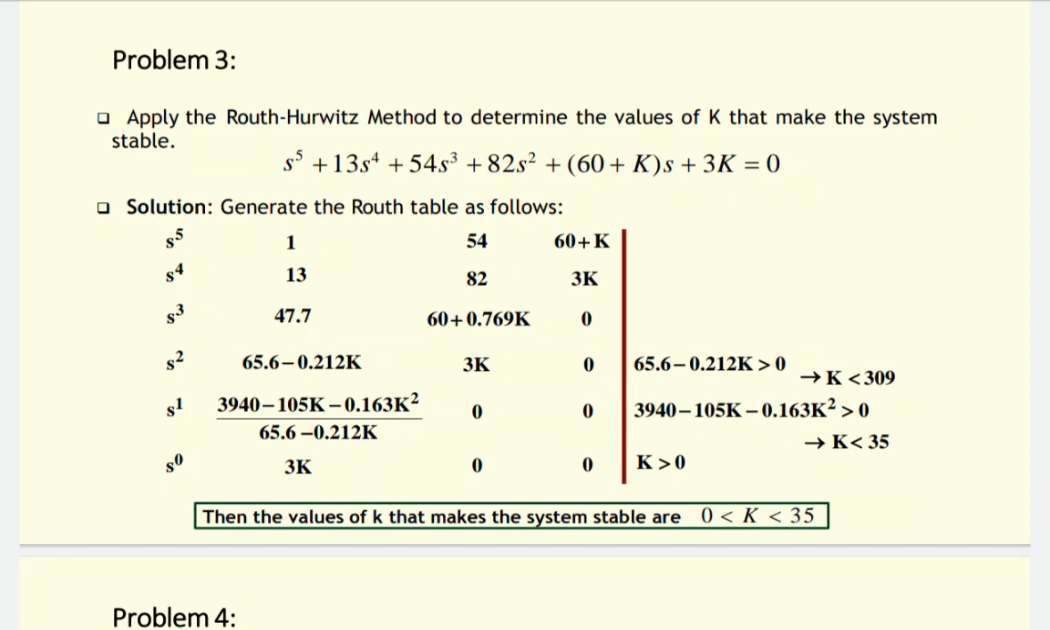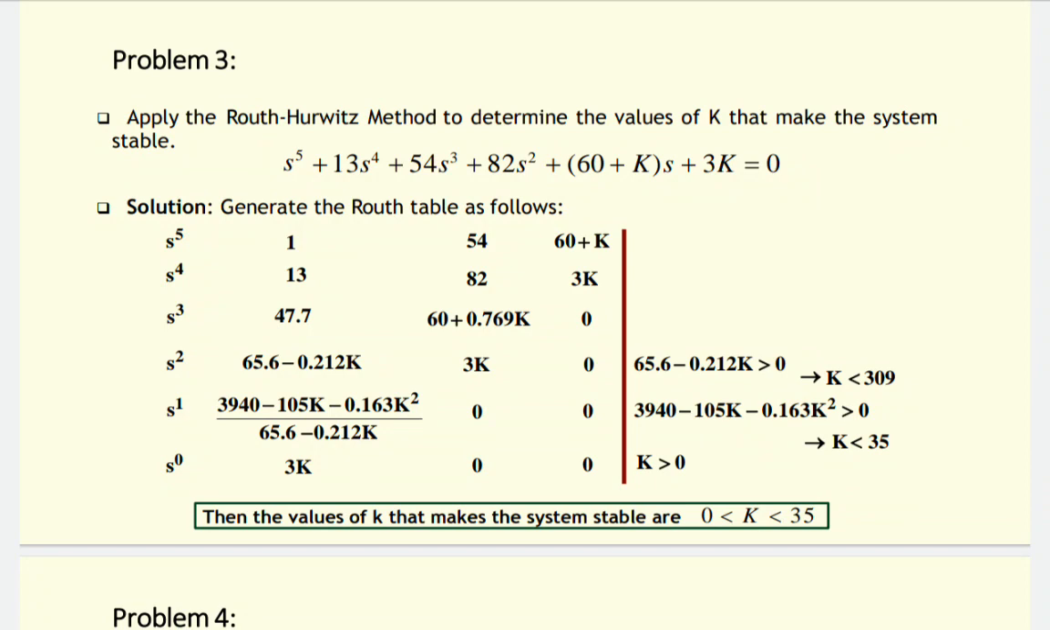S to the power 1 is (3940 minus 105k minus 0.163k square) by (65.6 minus 0.212k), and s to the power 0 is 3k. So according to the Routh-Hurwitz criteria, we know if the system is to be stable, then all the elements of the first column of the Routh array must be positive.